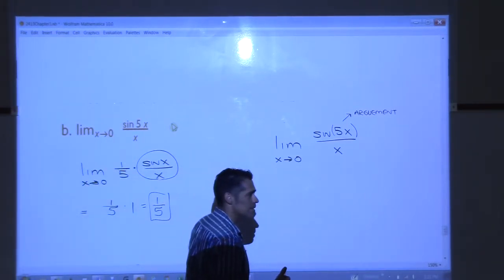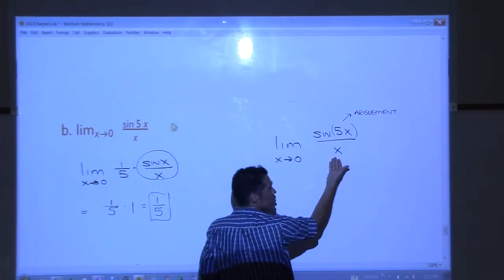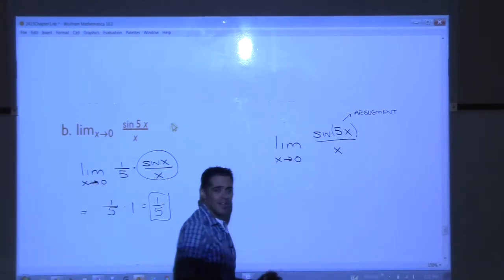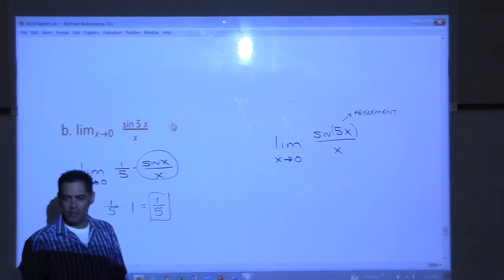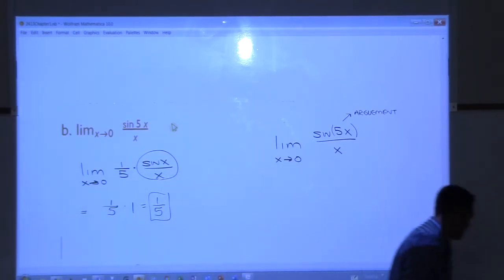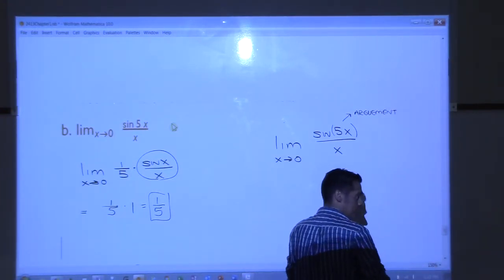You can't change it. So if you can't move that out, then what would you really love to have had down here? A 5x, right? So there's not a 5x, but now we're going to make a 5x. We're just going to be clever here. We're going to multiply by 1. You can always multiply something by 1 without changing it.